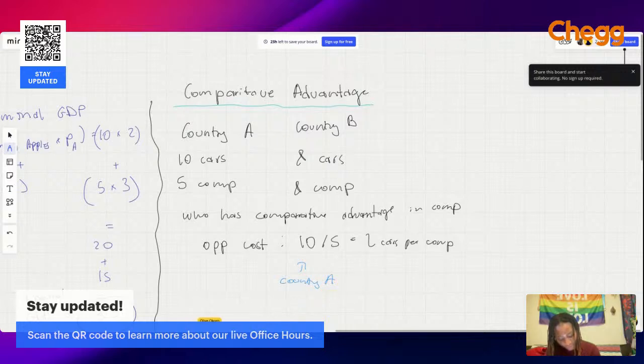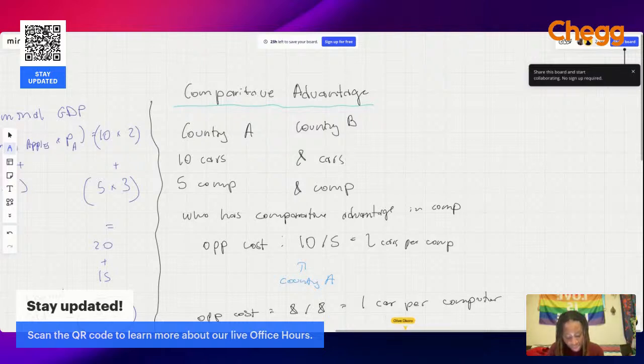And the opportunity cost for country B is 8 divided by 8, which is the 8 cars divided by 8 computers. So you can see how many cars they lose for 1 computer, or how many cars it takes as the production opportunity cost for 1 computer. So it's going to be 1 car per computer. And as you can see, the one with the highest opportunity cost is going to be country A, because they have the higher one.